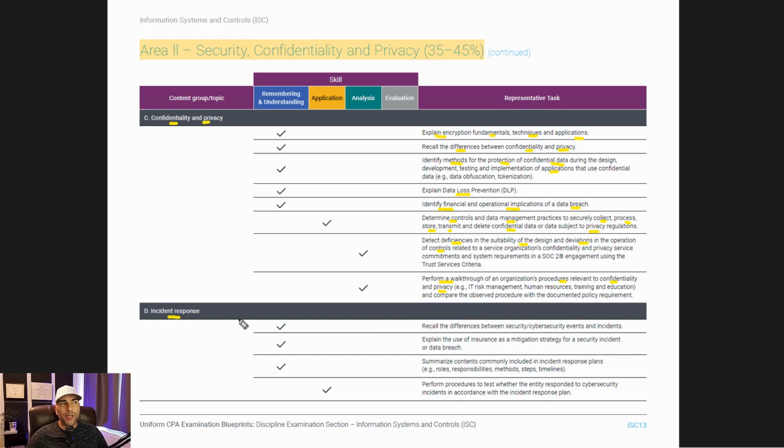Moving on to incident response, you'll need to be able to recall the differences between security, cybersecurity events, and incidents, to explain the use of insurance as a mitigation strategy for the security incident or data breach. You'll need to be able to summarize the contents of commonly included incident response plans, and to perform procedures to test whether the entity responded to a cybersecurity incident in accordance with the incident response plan.